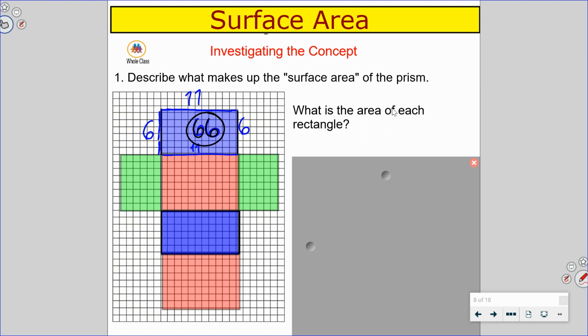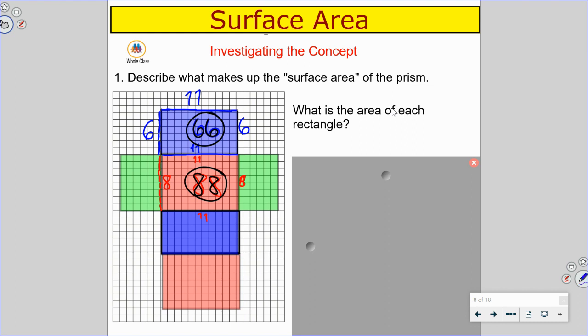Let's go ahead and now find the red one, which, oh, that's interesting. It shares an edge, so that also will be 11. Is it the same 6? 1, 2, 3, 4, 5, 6, 7. It is not. This is 8. So 8 by 11 is 88. Again, I'll use black to make that pop a little bit. But we found that each of these rectangles is 8 by 11.